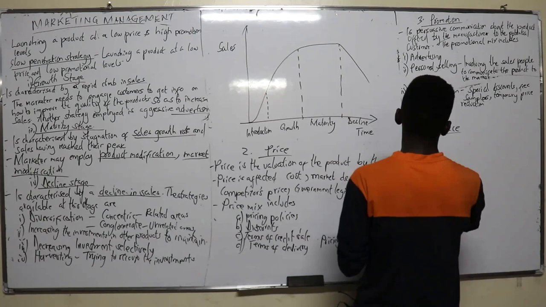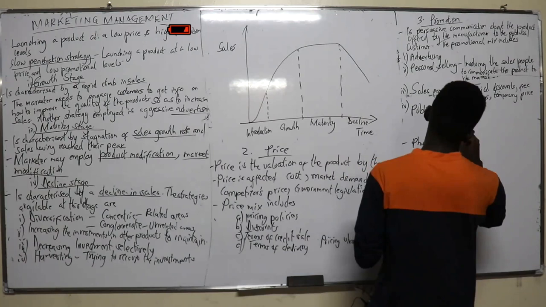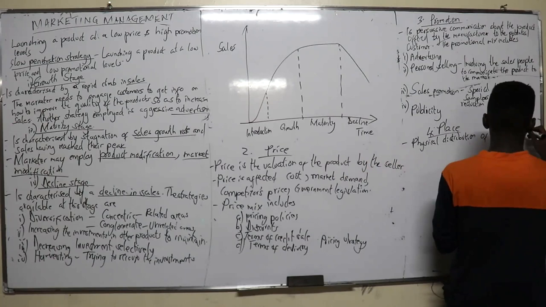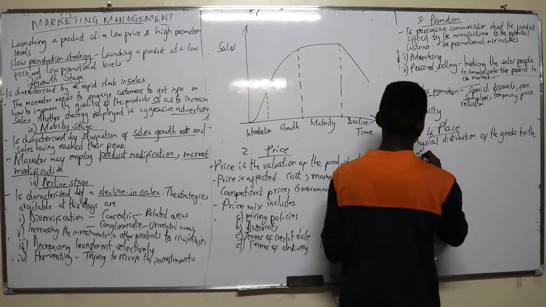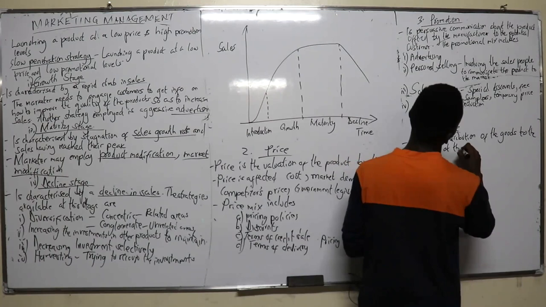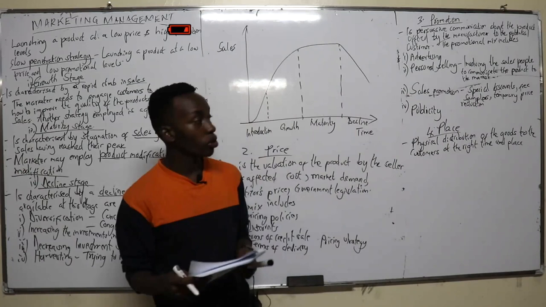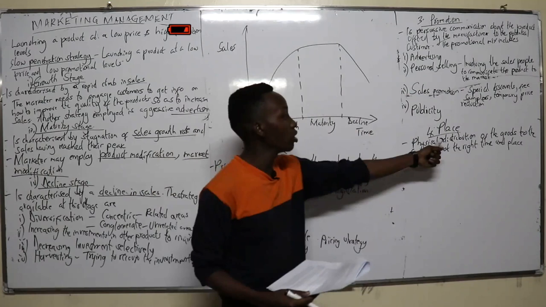Physical distribution of the goods to the customers at the right time. And place. So this now involves how you select distribution channels. How do you get your products out there?